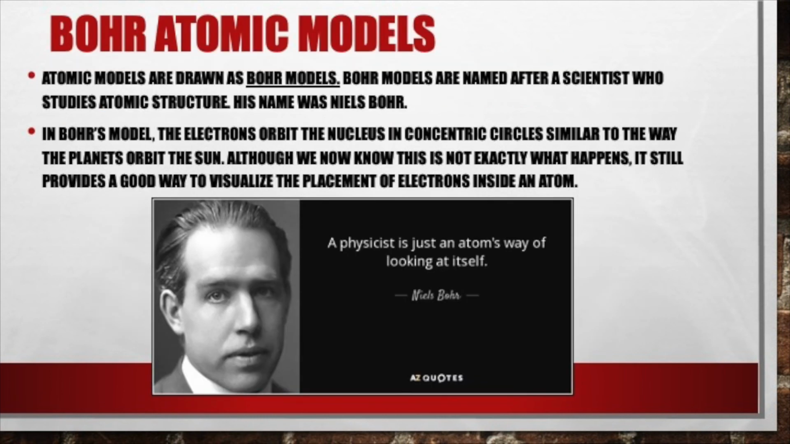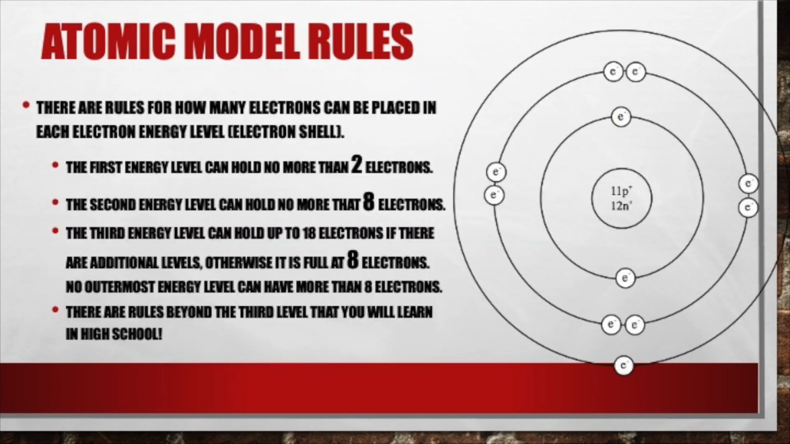We discussed yesterday how the Bohr model we know is not quite correct because everything doesn't flow that nice and neatly, but we do use the Bohr model as a visual. And in the Bohr model, the electrons orbit the nucleus in concentric circles, similar to the way the planets orbit the sun. And again, even though we know this isn't exactly what happens, it still provides a good way to visualize the placement of electrons inside an atom, because they are actually in different energy levels, just not quite like Bohr said.